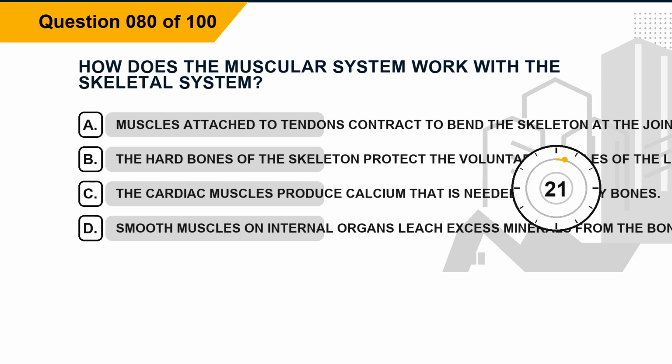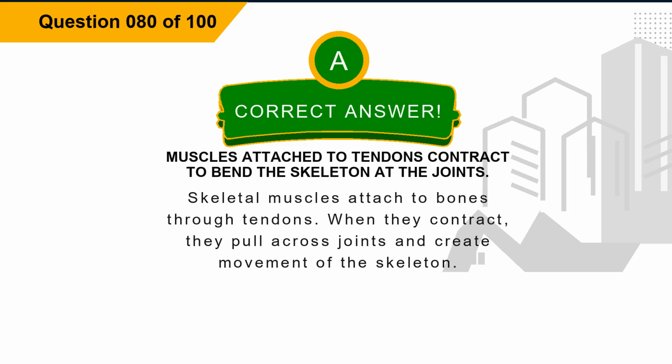Question 80. How does the muscular system work with the skeletal system? Option A, muscles attached to tendons contract to bend the skeleton at the joints. Option B, the hard bones of the skeleton protect the voluntary muscles of the limbs. Option C, the cardiac muscles produce calcium that is needed for sturdy bones. Option D, smooth muscles on internal organs leach excess minerals from the bones. The correct answer is option A. Explanation: skeletal muscles attach to bones through tendons. When they contract, they pull across joints and create movement of the skeleton.